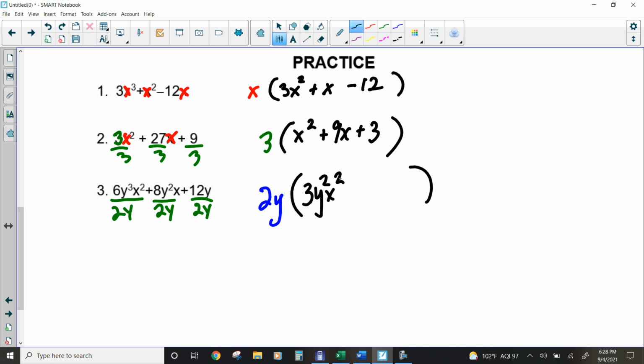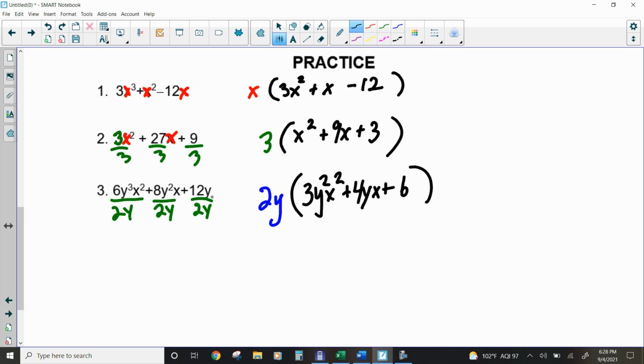8 divided by 2 is 4. This had a Y squared, and I'm taking out one of the Y's, so now it's just Y. And then it also has an X on it. And then plus 12 divided by 2 is 6. And I took out the last Y, so it doesn't have a Y anymore.